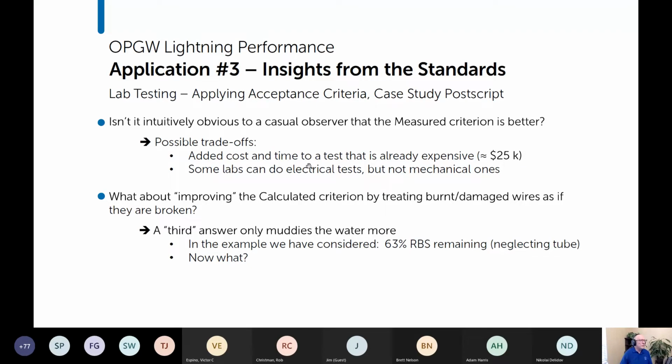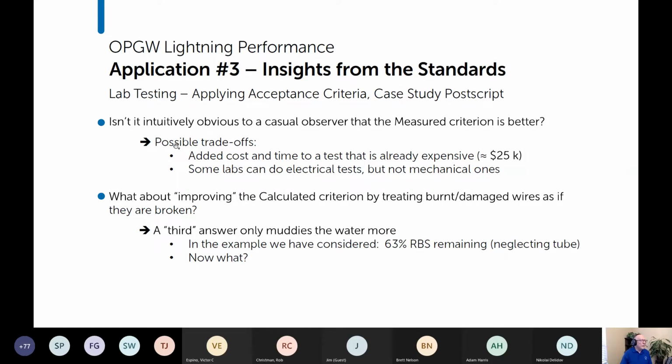This does add cost and time to a test that's already expensive. So a basic lightning test at a good quality lab like Connectrix is on the order of about 25 grand. You also have to understand that some labs around the world, so if you went to your closest lab, they might be able to do the electrical test, but not do the mechanical one. And of course, there are labs that it's the opposite. They can do mechanical testing, but they can't do the electrical testing. So you do have to be aware of that.